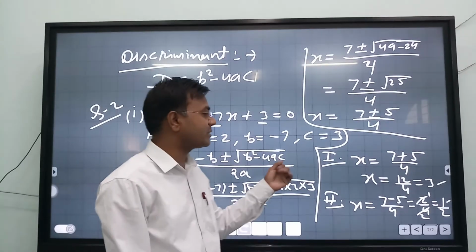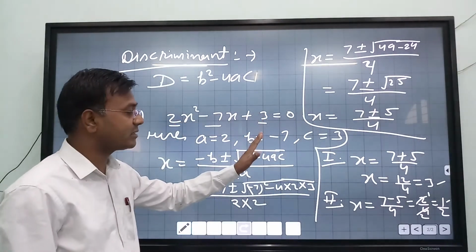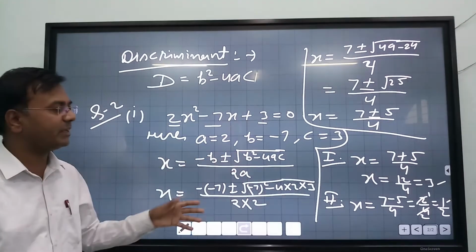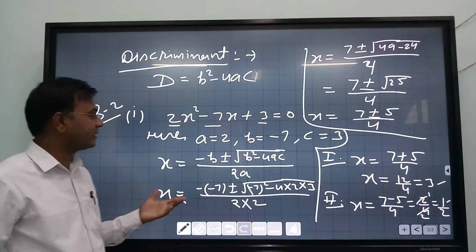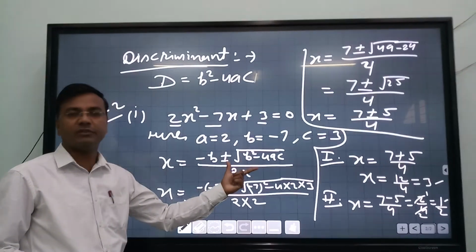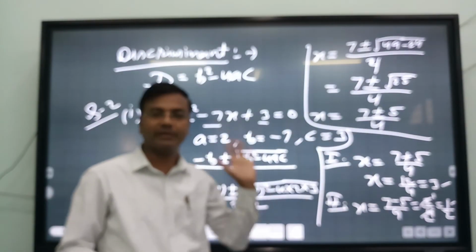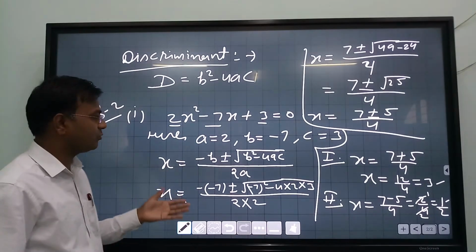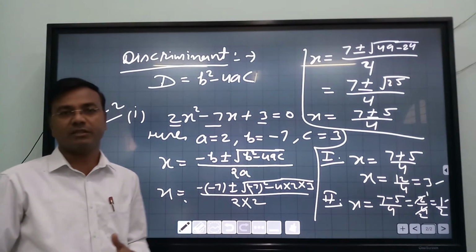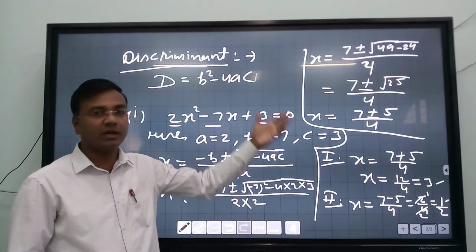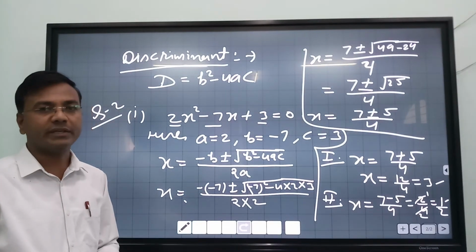If you use middle term splitting, you will get this answer. If you use completing the square, you will get this answer. You may use any method, you must have the same unique answer. So if you remember the formula, if you learn the formula and just do the calculations, you will get the answer directly. This may be used wherever the calculations are tough, whenever we are not able to factorize, whenever the numbers are so large. So we should prefer the quadratic formula.